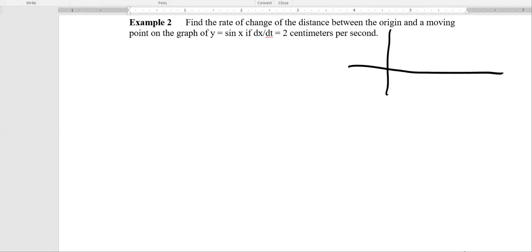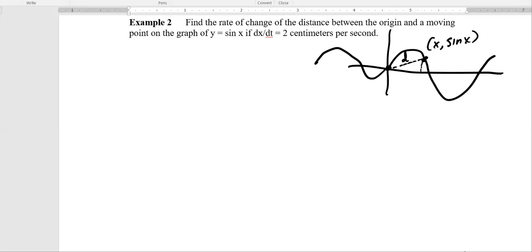We have the sine wave, and the origin. So we have to find the distance between a random point here on the curve, and I'm going to give the coordinates of that. We have x and sine of x. That's the point. Okay, and we want to find that distance.